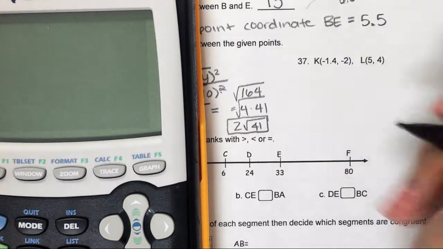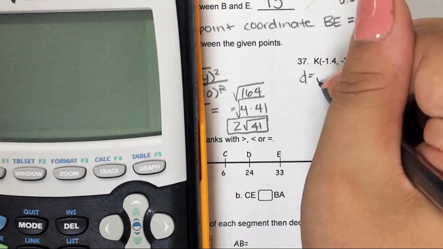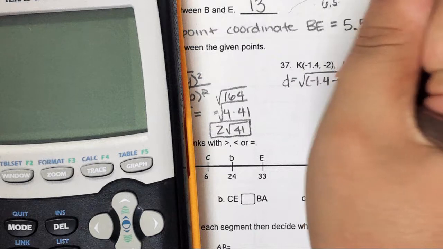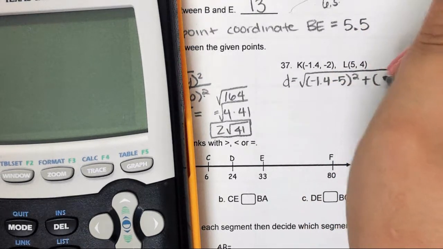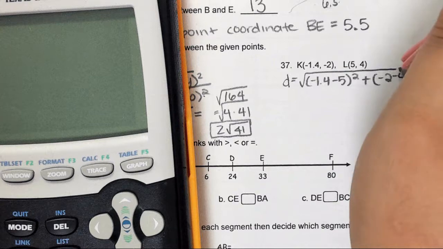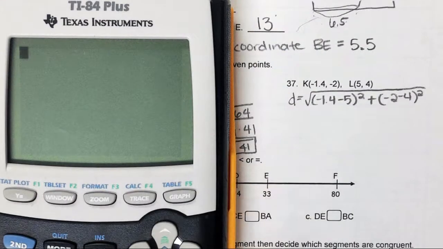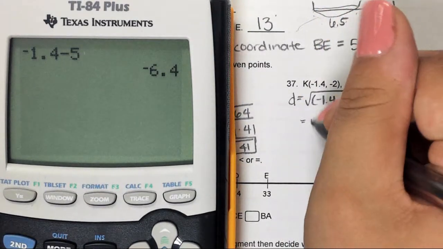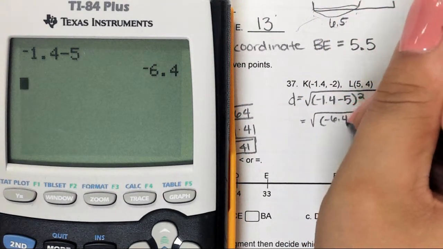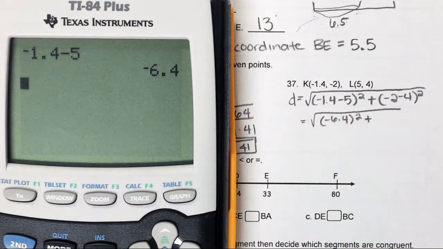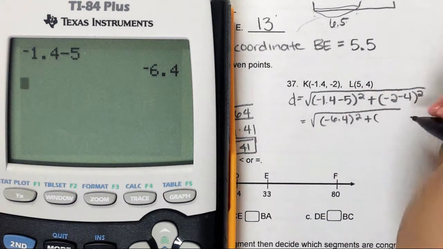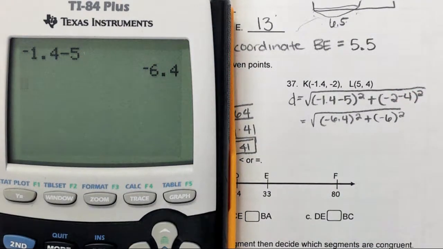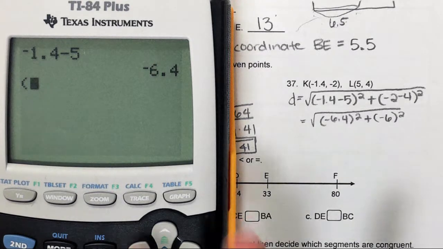Hopefully this one works out too. This one is the same thing. Instead of writing it out, I'm going to go ahead and fill it in. Negative 1.4 minus 5 squared plus negative 2 minus 4 squared. I have no idea what negative 1.4 minus 5 is. Okay, and what's negative 2 minus 4? Negative 6 squared. This is what I have no clue: what is negative 6.4 squared?